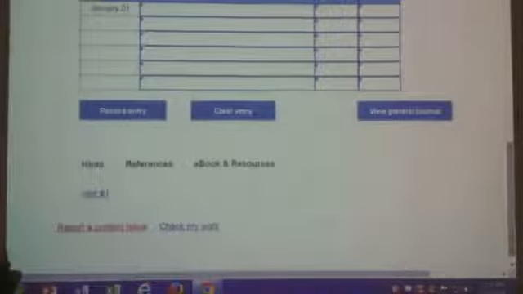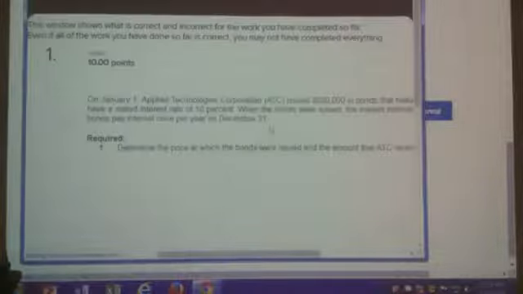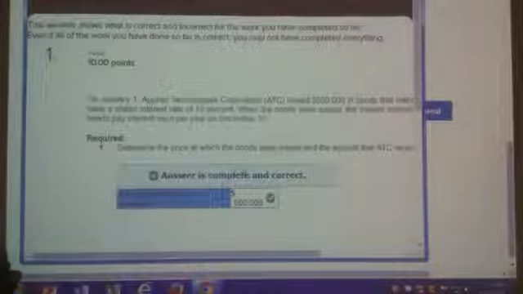Okay, so if we check out what it says, it tells us that the bonds were issued $500,000 and the bond stated rate is 10%, while the market interest rate is also 10%. When the stated rate is equal to the market interest rate, then the bond will be issued at face value. So that means they will be issued at exactly $500,000. And I'm going to check my work real quick so you all can see. Answer is complete and correct.